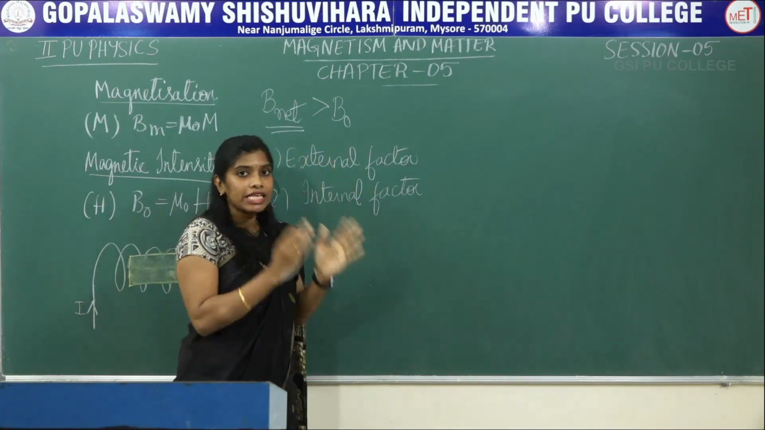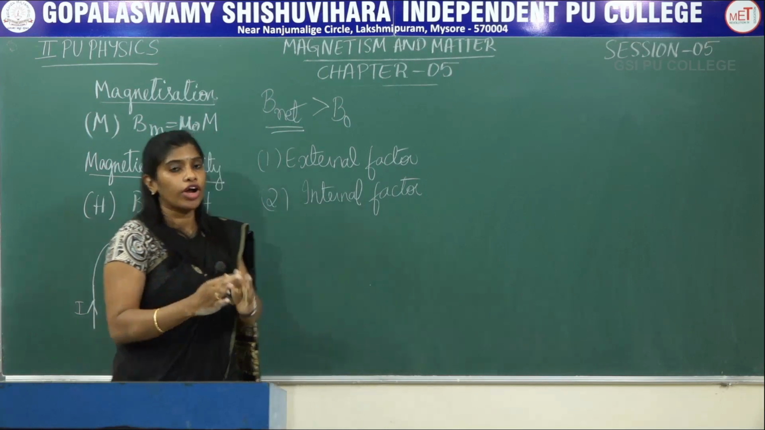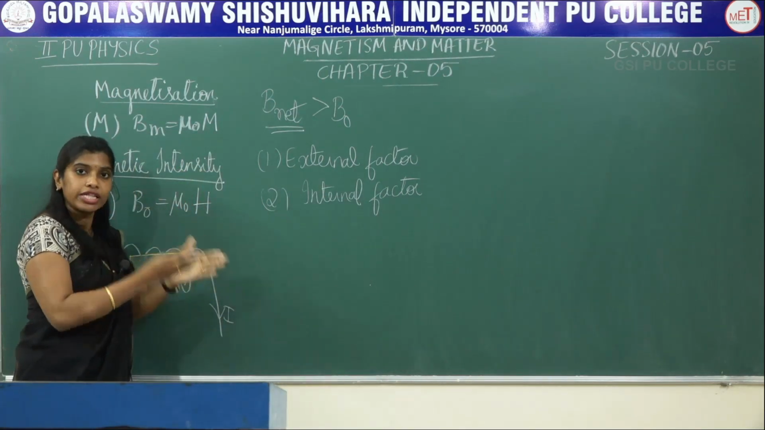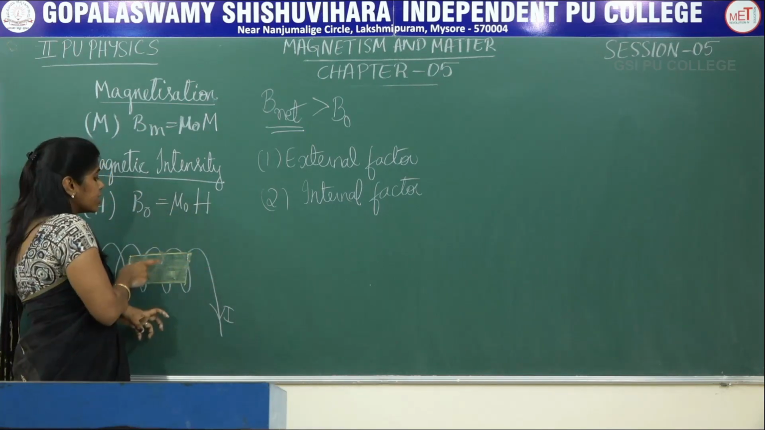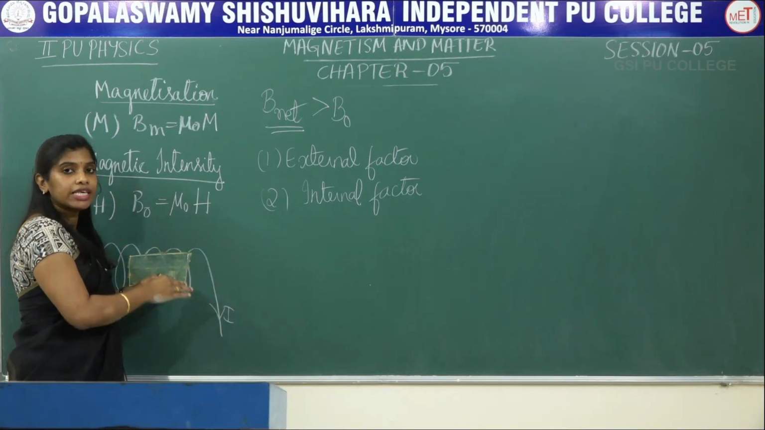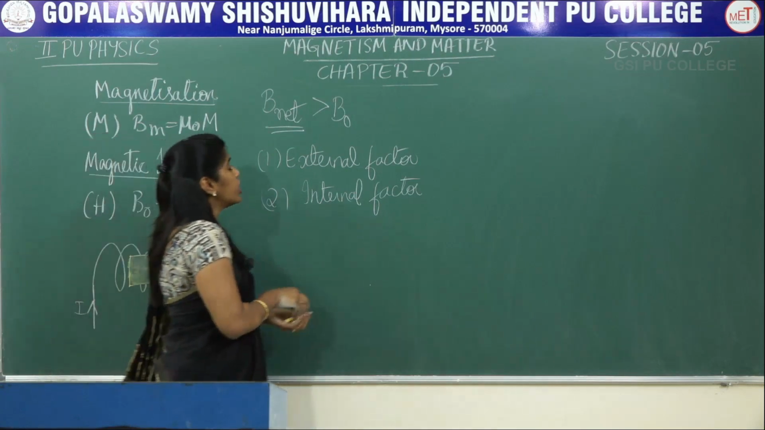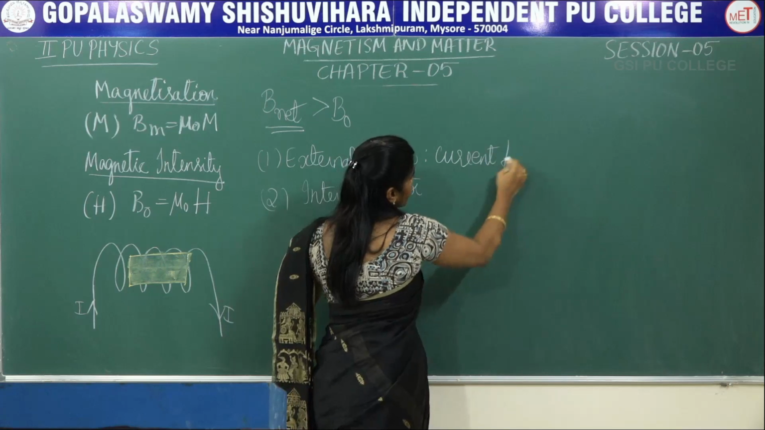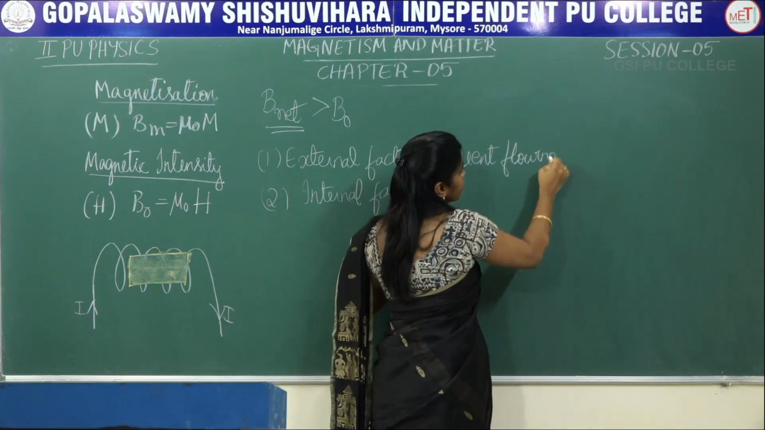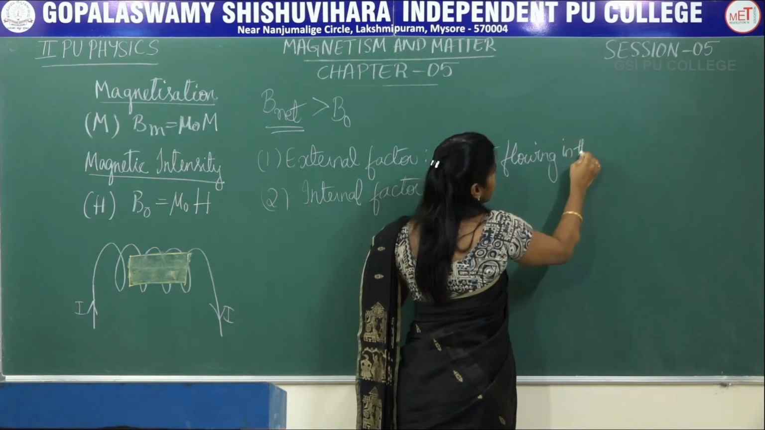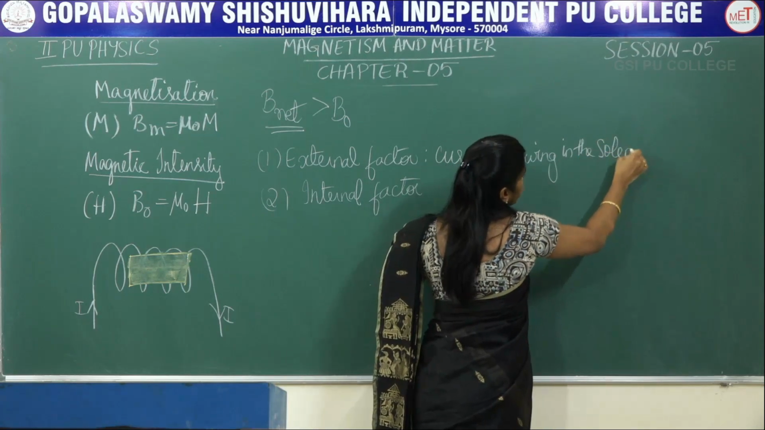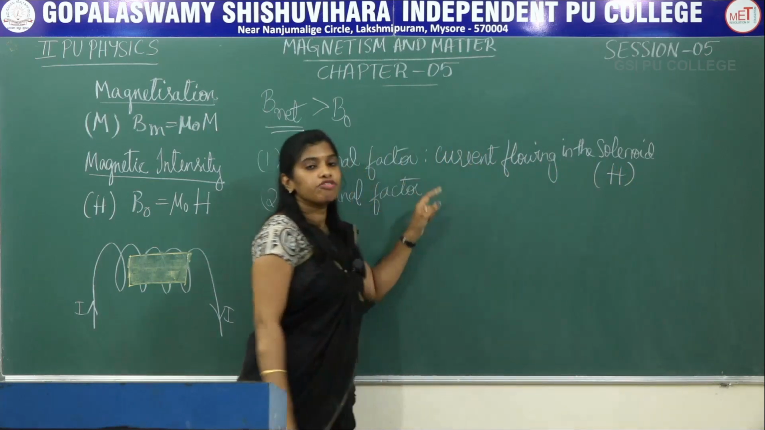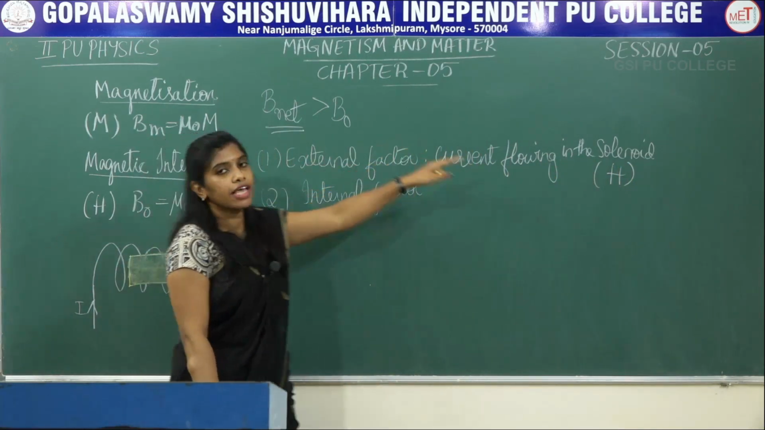External factor is the current flowing in the solenoid. The current flowing in the solenoid is producing the magnetic field in the solenoid, and because of that the material which I am placing gets magnetized. Therefore, this is due to the current flowing in the solenoid. So the physical quantity which is responsible for this external factor is H.